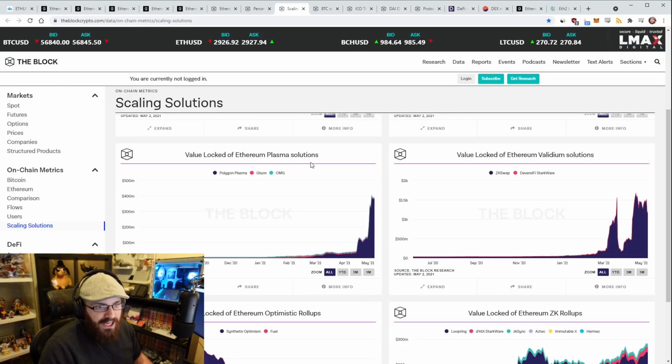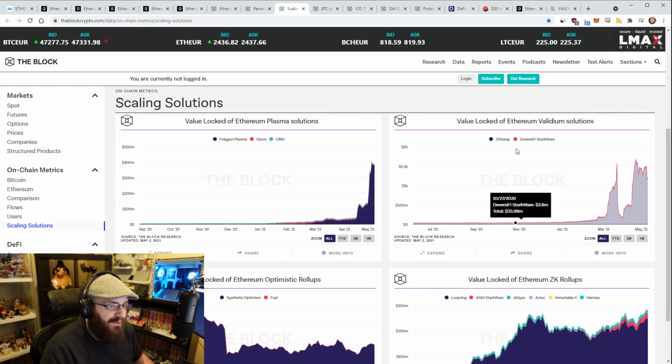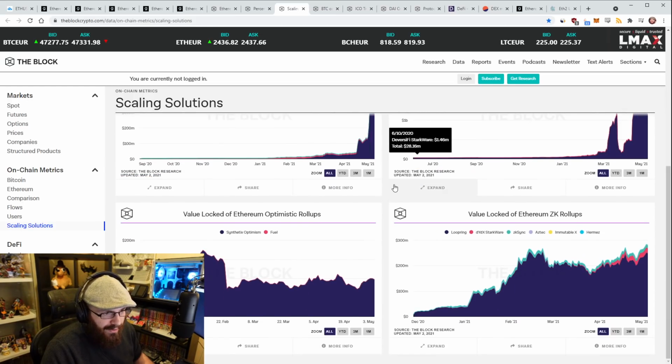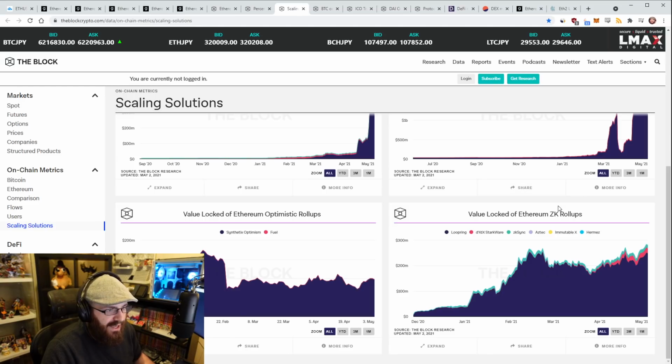Value locked in Plasma solutions. So as I said, Polygon, OmiseGO, and Gluon as well, which I'm pretty sure is part of the Leverj decentralized exchange. Validium, here's the Validium thing. So ZKSwap, okay, yeah, now I remember. And StarkWare here. So ZKSwap, StarkWare, and I wonder where they have dYdX. So dYdX is in the ZK rollup section here, along with Loopring.